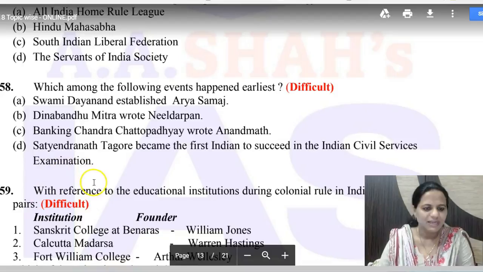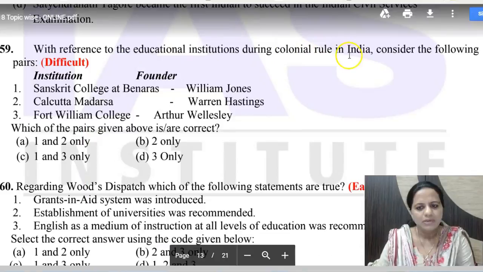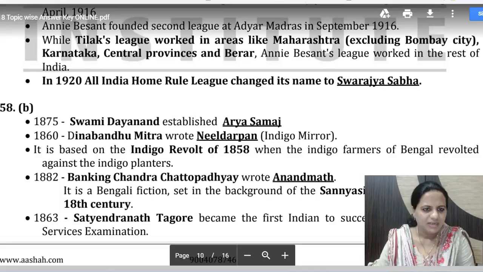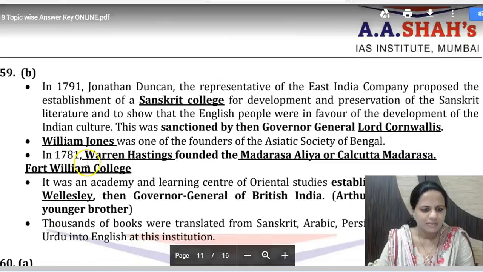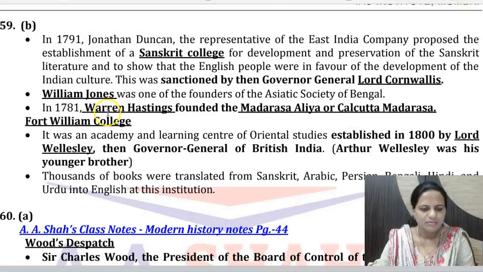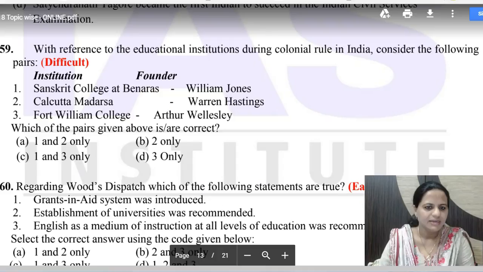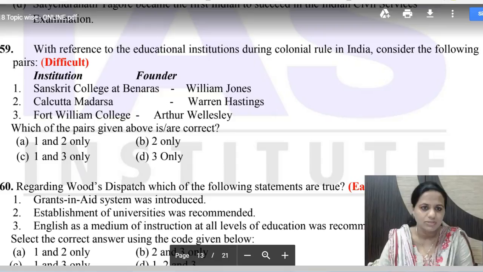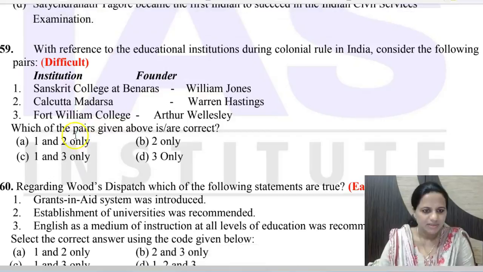Next is, with reference to the educational institutions during colonial rule in India, consider the following pairs, institution and their founder. So Calcutta Madrasa, Warren Hastings. So here again, 59, you should know, Calcutta Madrasa was actually founded by Warren Hastings. So that is correct. But Sanskrit College at Banaras was not by William Jones. It had been sanctioned by then Governor General Lord Cornwallis. William Jones was one of the founders of Asiatic Society of Bengal. So one is incorrect, two is correct. Even with this much information, that two is surely correct and one is surely incorrect.